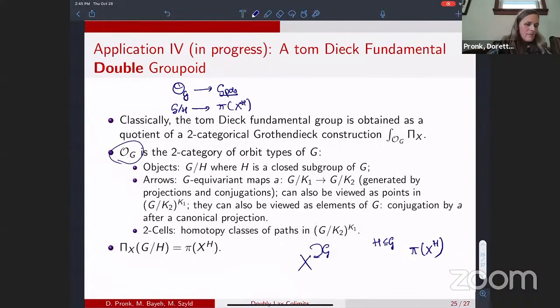And usually when we write down the arrows, we even think of like, okay, I've chosen my projection and I just need to write down which conjugation I now need to use on top of it.